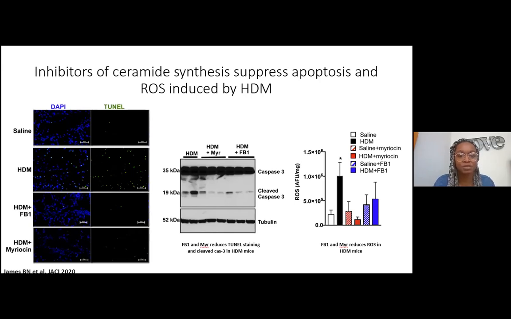And then this result was also confirmed with, once again, Western blots for cleaved caspase-3. And we also saw in the lung lysate that levels of ROS were reduced when you introduced the myriocin or fumonisin B1. And so from these results, we were able to conclude that the induction of oxidative stress and apoptosis in the HDM challenged mice were ceramide dependent.